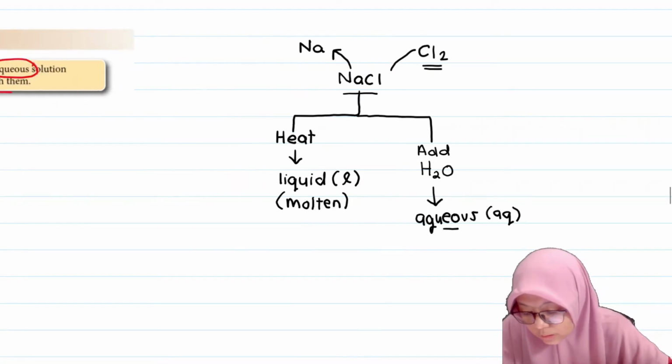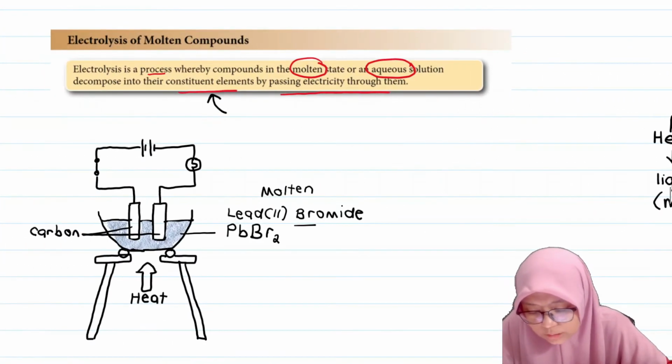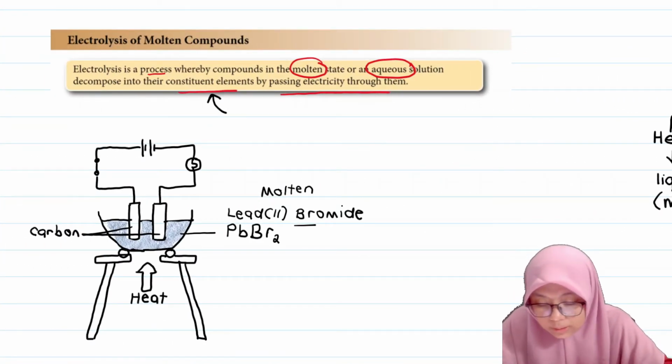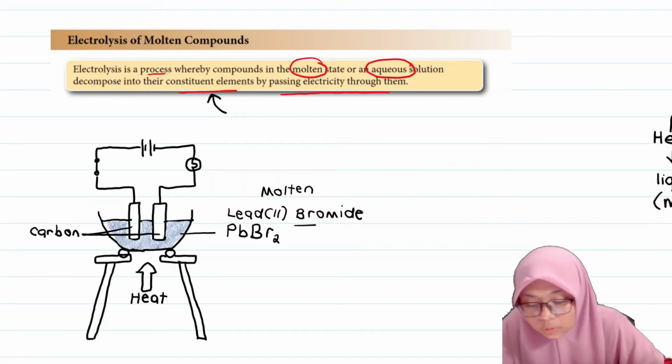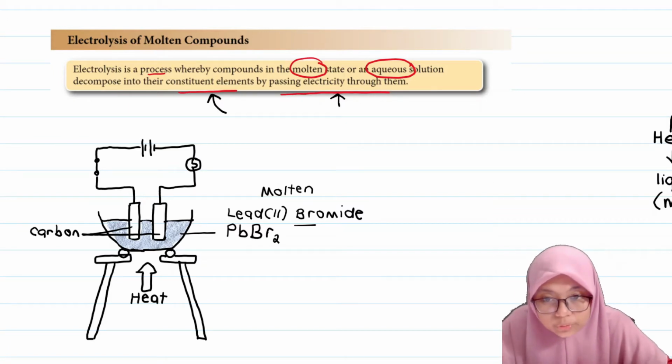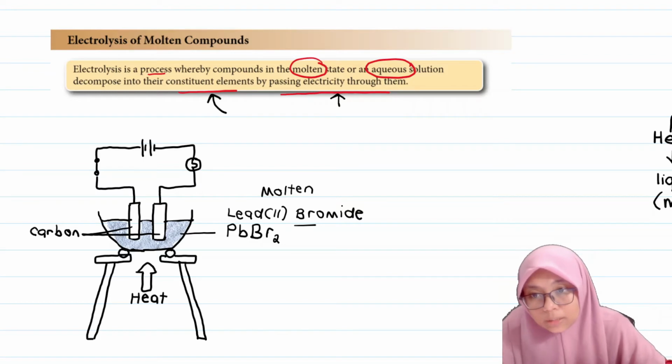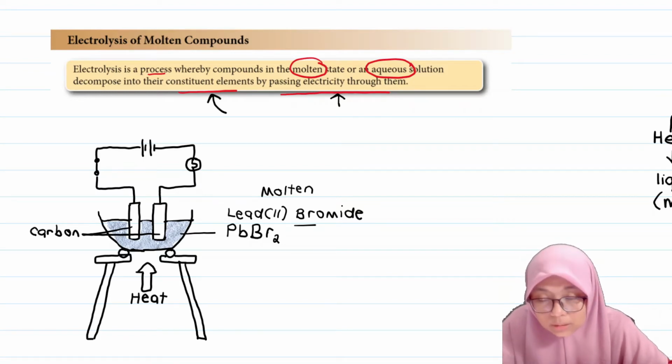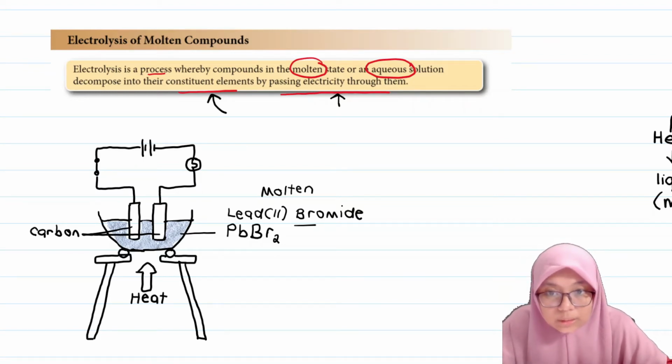So what electrolysis does is separate the compound into its constituent elements. But you have to have electricity. Electricity must pass through them. Kena ada elektrik baru dia boleh kembali balik kepada elemen dia yang asal. This is what we are going to learn in this subtopic on the electrolytic cell.